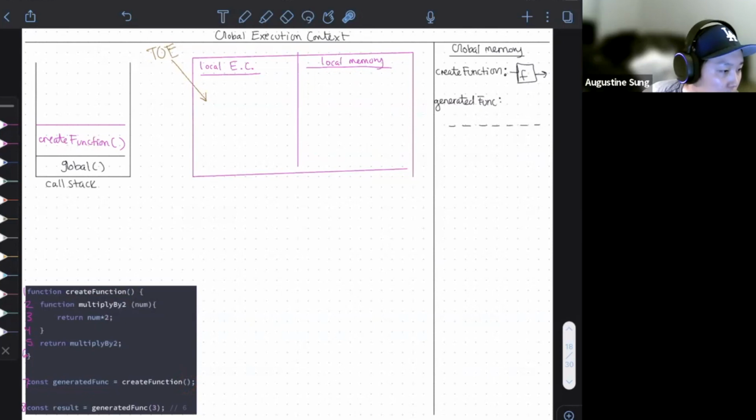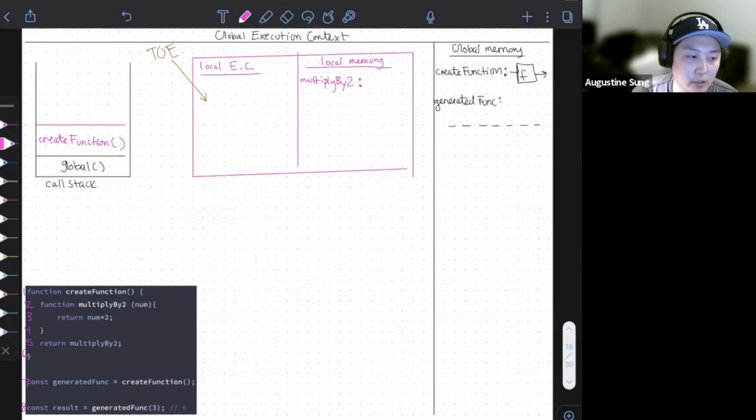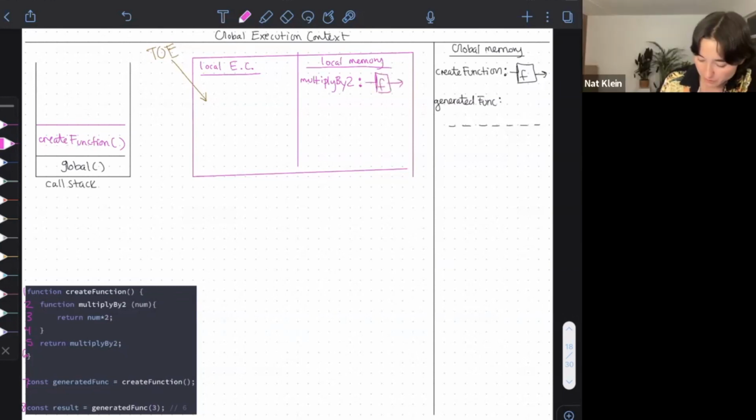On line 2, we are declaring a new function with the name multiply by 2 in our local memory. Yeah, in our local memory now. So over here in our local memory of this execution context, we are declaring this function multiply by 2. And what is the value assigned to multiply by 2 going to be? Right now, it's just going to be the function definition. Exactly. It's going to be the function definition.